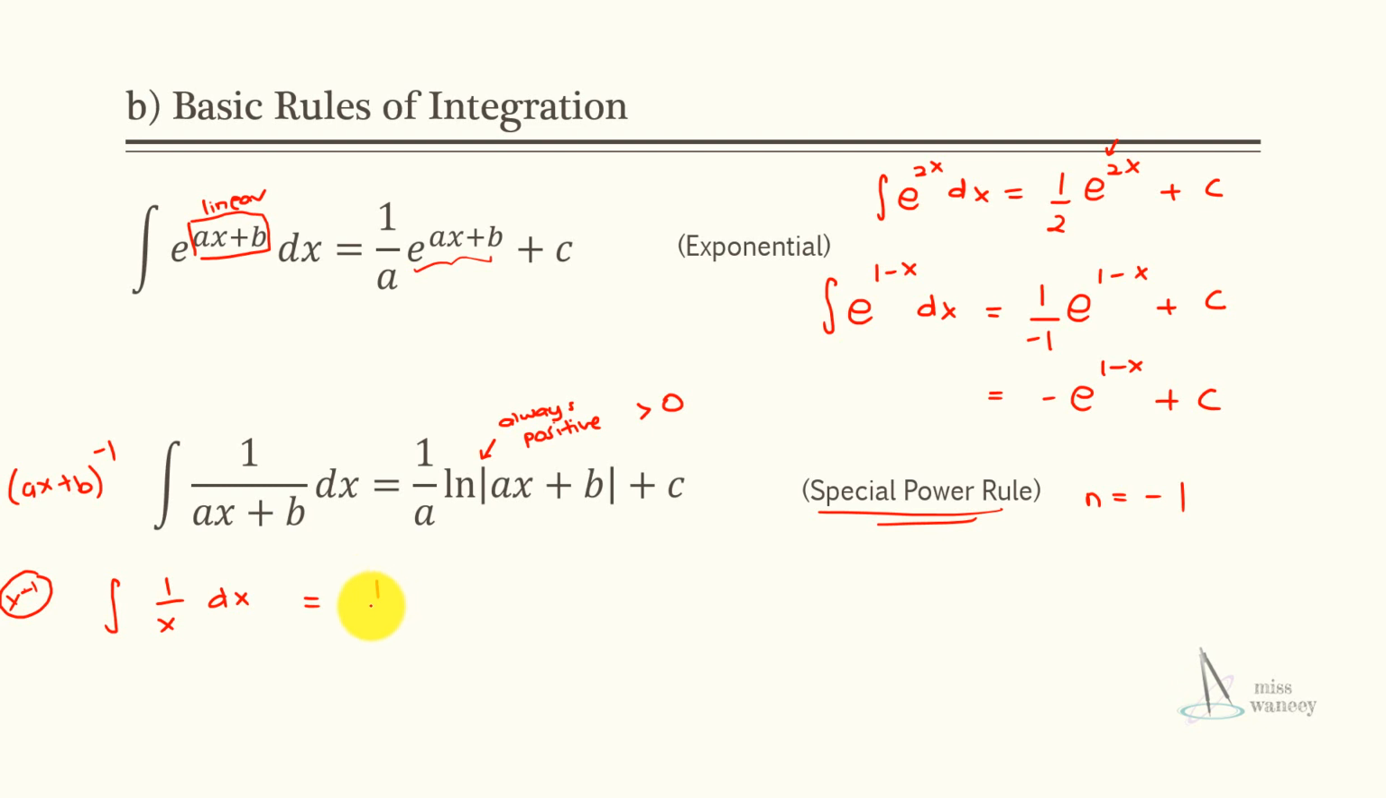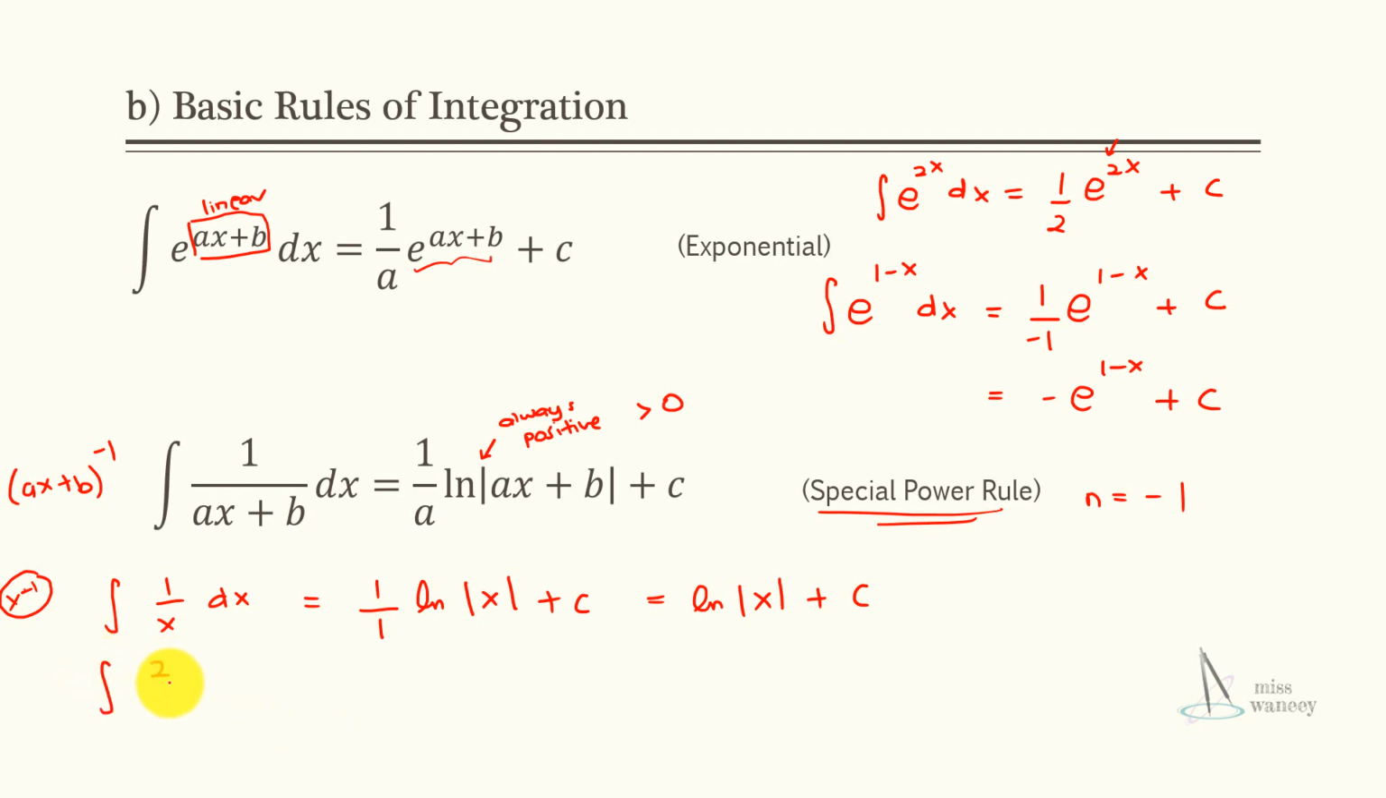So it will become 1 over the coefficient of x. So the coefficient is 1, over 1, ln the modulus of whatever we have below here, x plus c, or you can actually simplify them to become ln of x plus c.